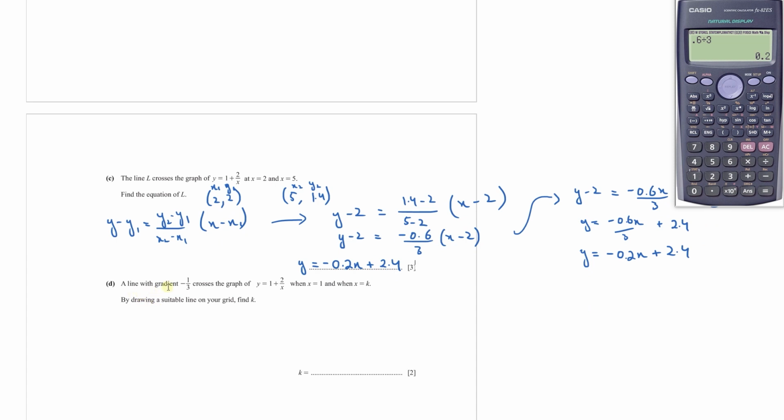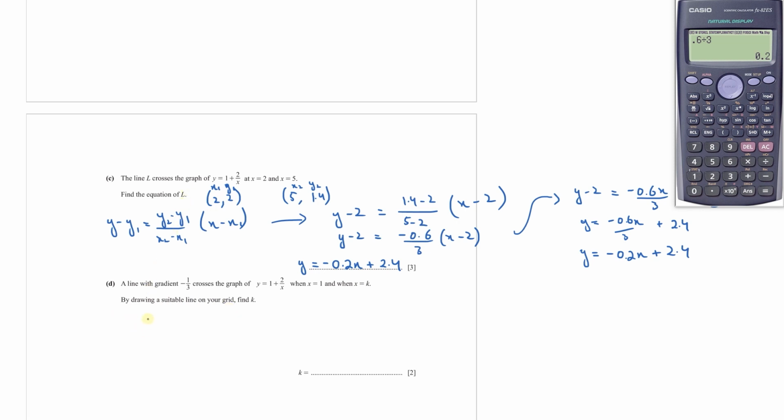Part D: a line with gradient minus 1 over 3 crosses the graph of y equals 1 plus 2 over x when x equals 1 and when x equals k. By drawing a suitable line on your grid, find k.